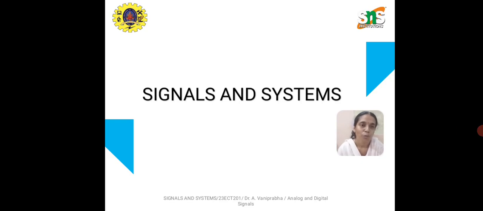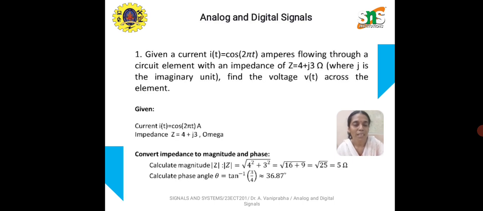Today we are going to discuss a few problems on the concept of analog and digital signal. While working the problem, we may get a better understanding about the concept.